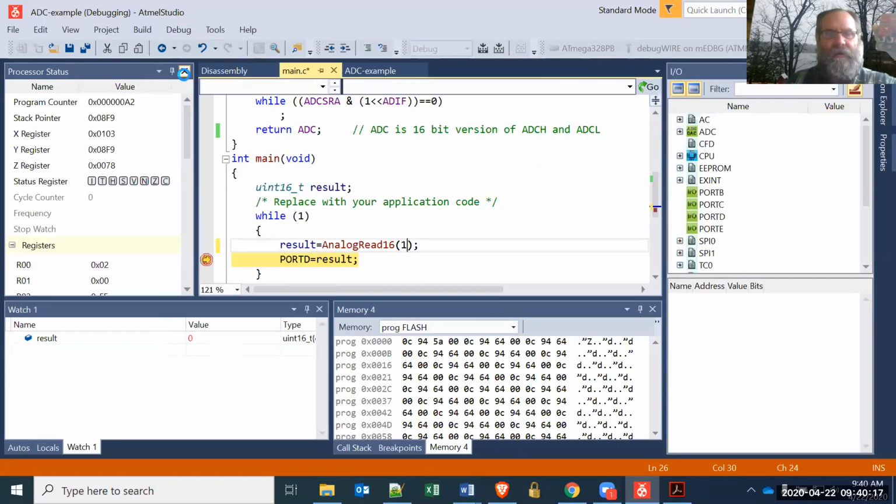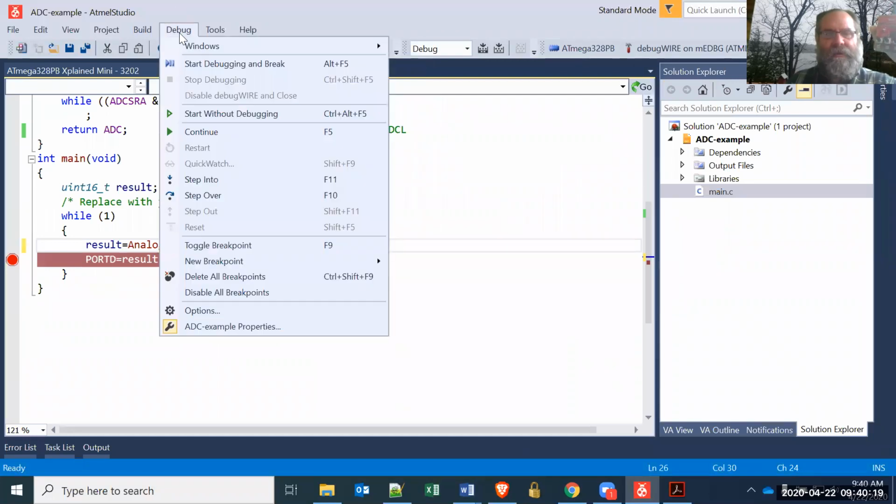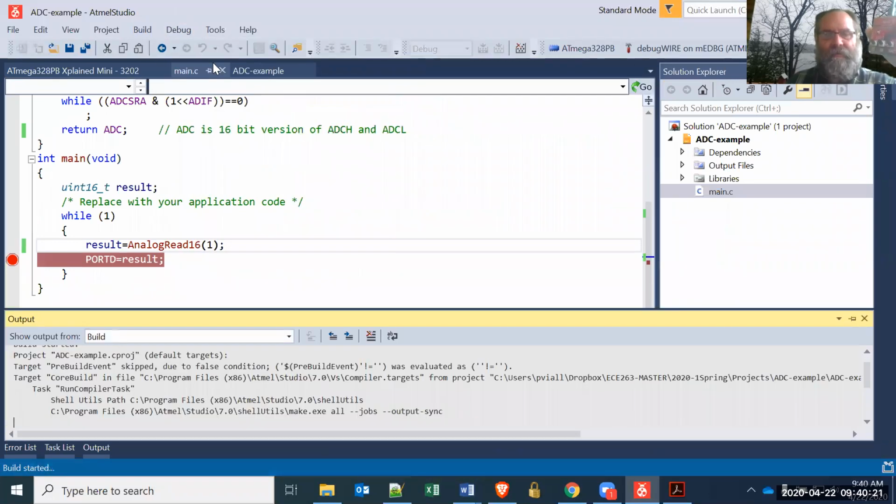Stop debugging, start debugging and break.